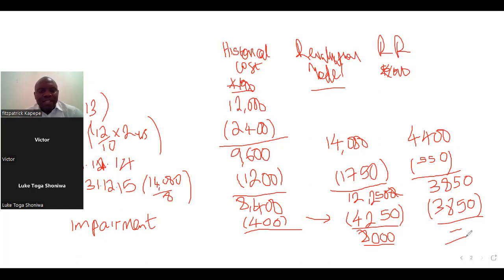We know that the 14 million will sit under property, plant, and equipment. Then we'll have all these impairments and depreciation, the depreciation on the other side. Okay, is it okay? Yeah, it's okay. So it's just to follow it nicely, the way it flows.